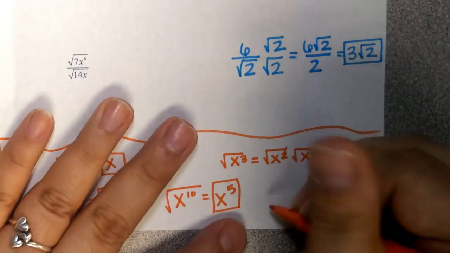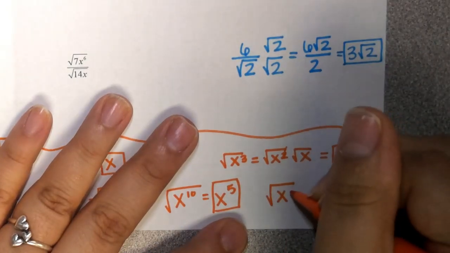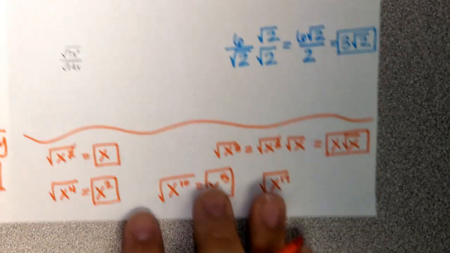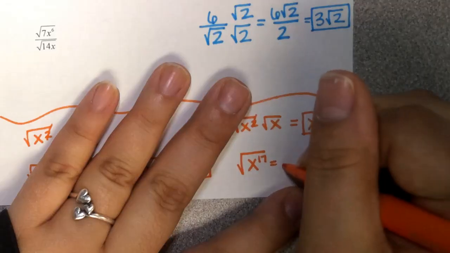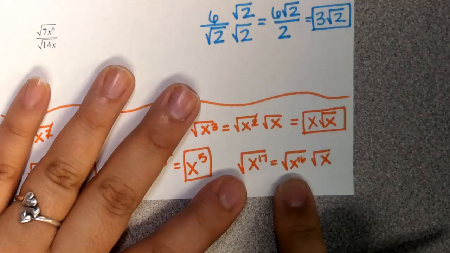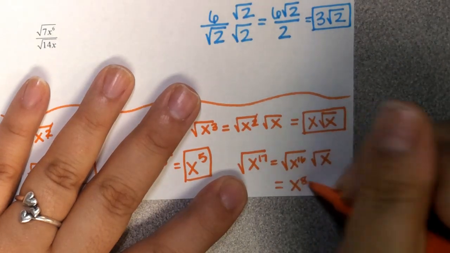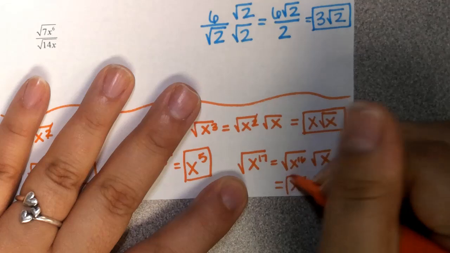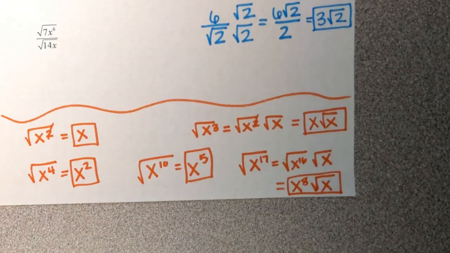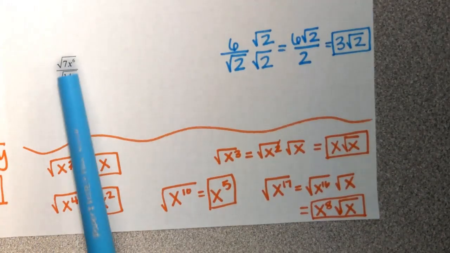But what if it's an odd number? The square root of x to the 17. What's the even number in front of it? 16, square root of x. Well, what's x to the 16th going to be? X to the 8th square root x. So even numbers, you just divide them by 2. The odd number, go one below it, divide by 2, and then you just have a square root left over. Does that make sense? So for this one right here, that's kind of what we're going to do.